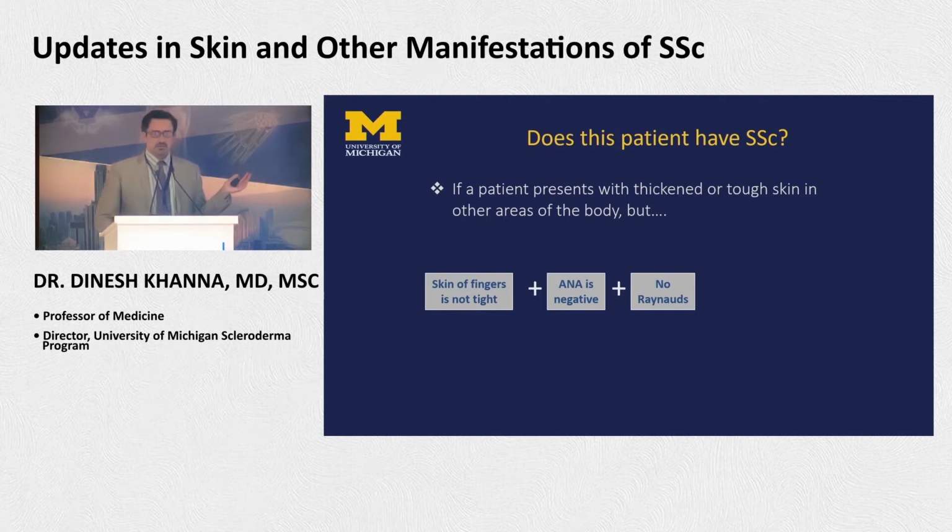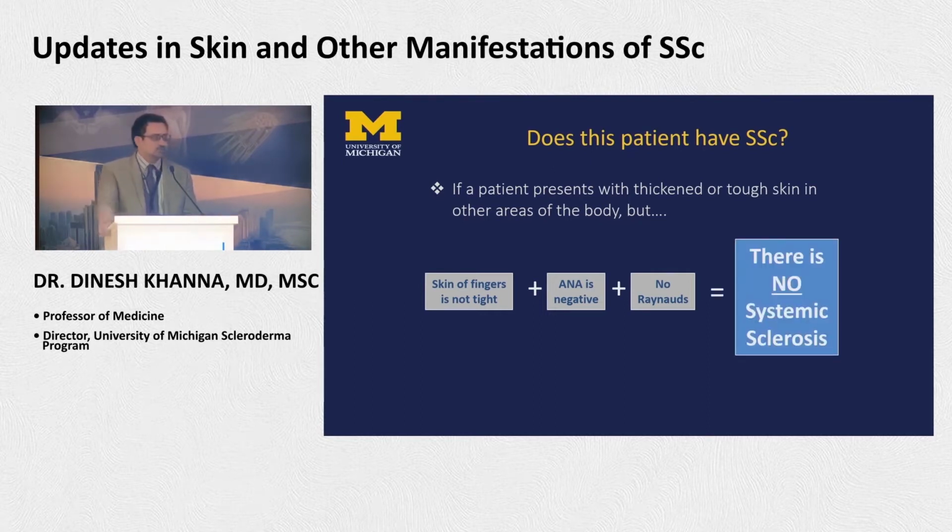training with him. And it's very important to know that if a person does not have sclerodactyly, ANA is negative, and the patient does not have Raynaud's phenomenon, then this patient does not have systemic sclerosis. So I think that's probably the most important aspect when a patient is referred to University of Michigan scleroderma program. The question is whether they have systemic sclerosis or not.